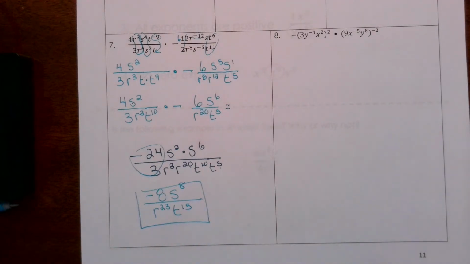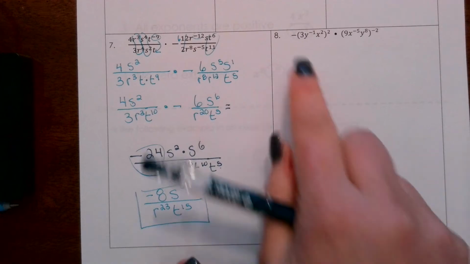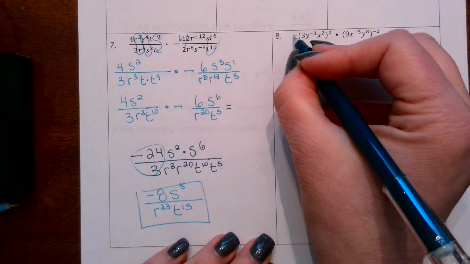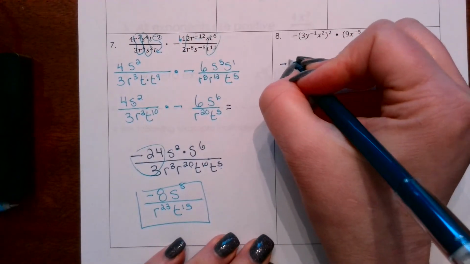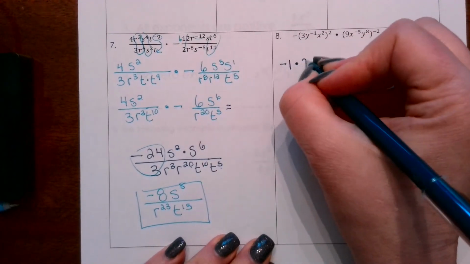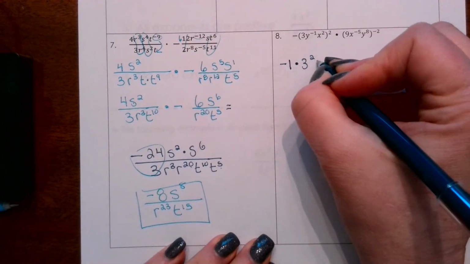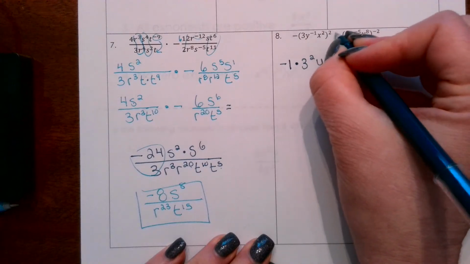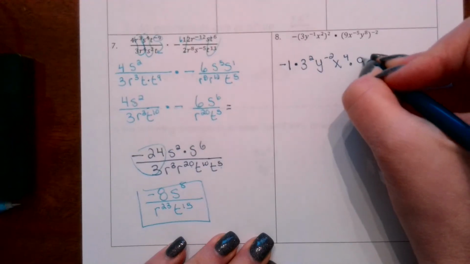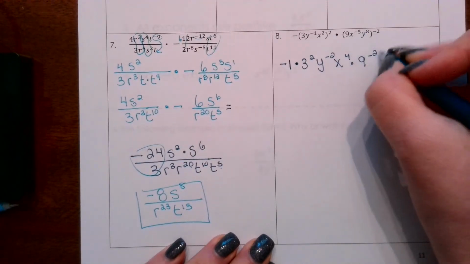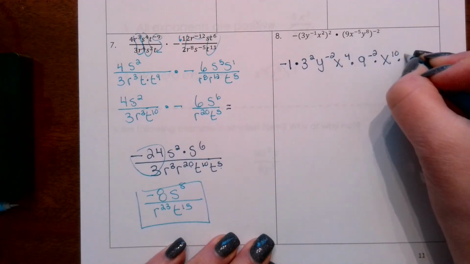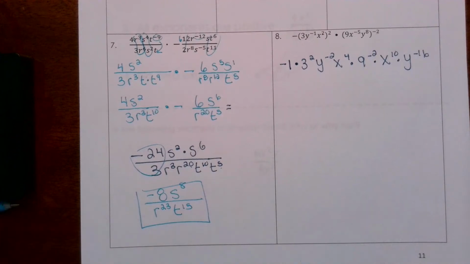Let's look at this next one. And I do have some distributing to do, and I have this negative outside the parenthesis. I just want to remember that this negative outside the parenthesis is like negative 1 times. Now I'm going to distribute my 2. 3 squared. Negative 1 times 2 is y to the negative 2, and 2 times 2 is x to the 4th, times 9 to the negative 2, negative 5 times negative 2, x to the 10th, and 8 times negative 2 is y to the negative 16th.